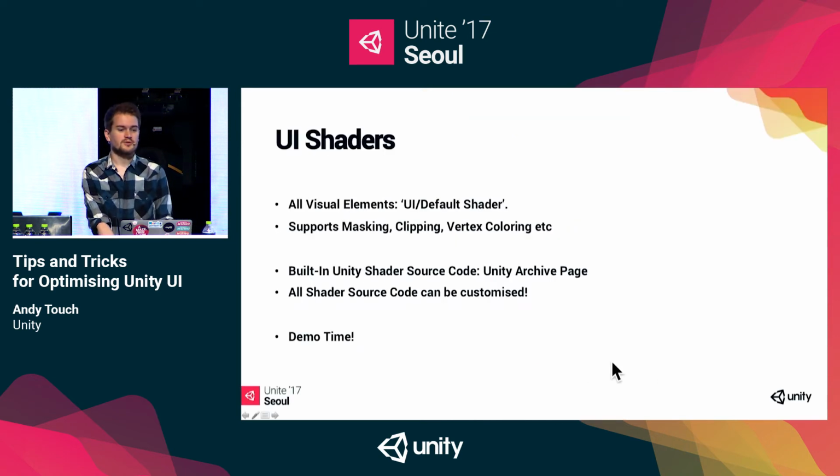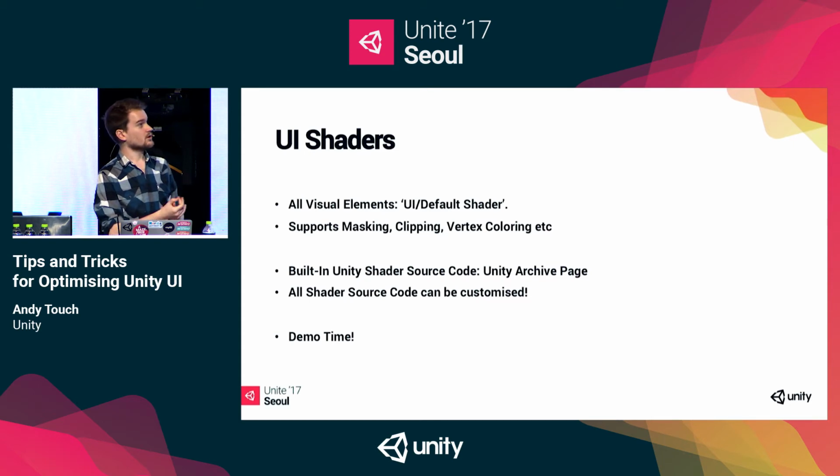Another area that you could optimize is shaders. However, with devices getting faster and faster, it's not so much a big issue as before, but it's still a good thing to take into consideration. All visual elements will use this UI/default shader. This is both for text and images. This shader supports masking, clipping, vertex coloring, and various other operations. Not many people know this, but you can actually download all of Unity's built-in shaders as a package and modify them, change them, learn from them, and completely hack them apart. All the shader source code can be customized.